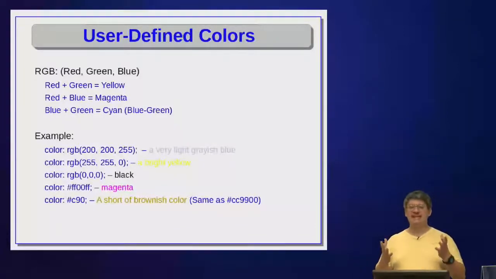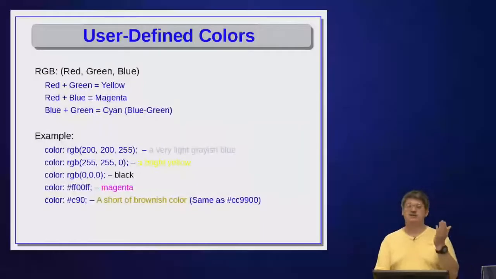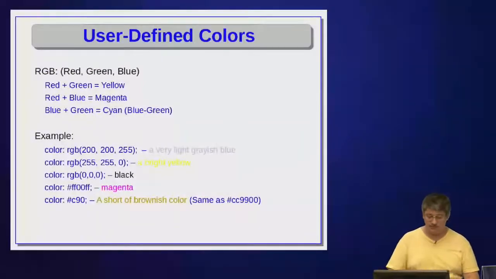If I don't have any light at all, if I have no red light, no green light, and no blue light, 0, 0, 0, since I have no light, I have darkness, and darkness is black. So I can get black by saying RGB 0, 0, 0.